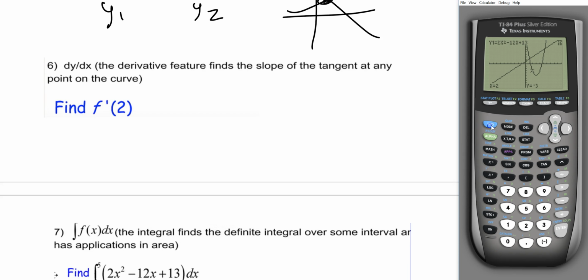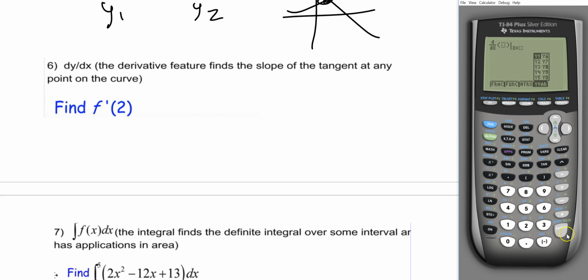Now you could also do it outside of that mode. You could go to math, go down to nDeriv. You're like, oh, I've got to put a variable, so x. And then you're like, I've got to retype all that? Actually, you don't. The trick I learned is if you press alpha F4, it lets you type in y1 or y2, which is the equation we put in.